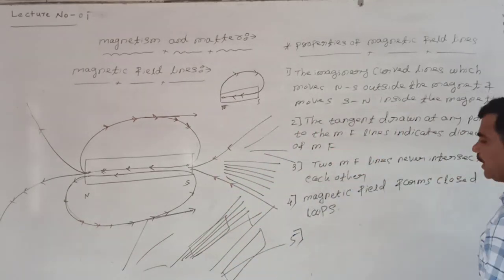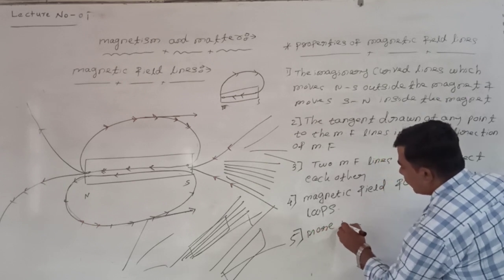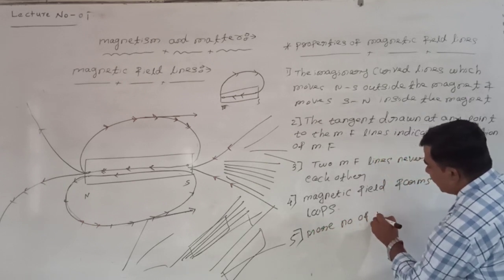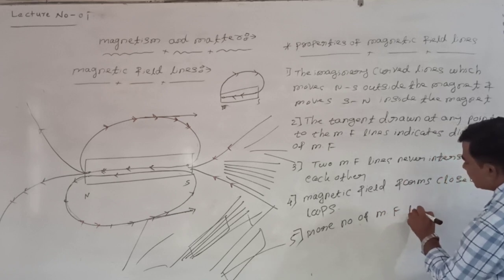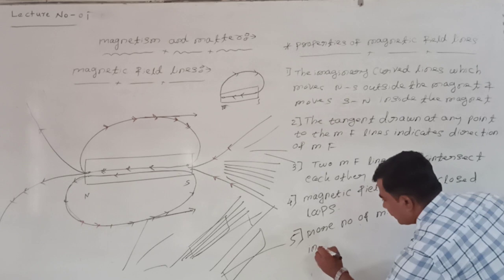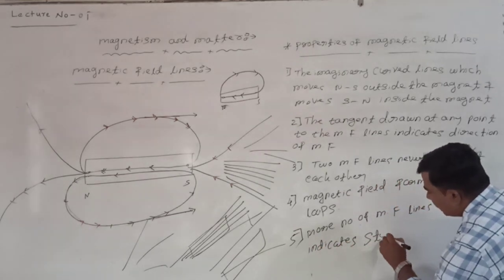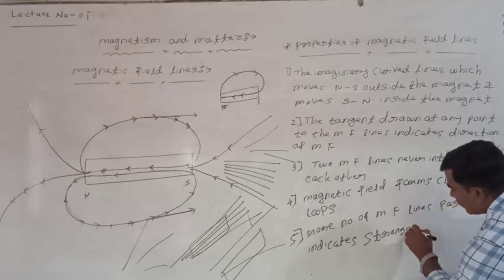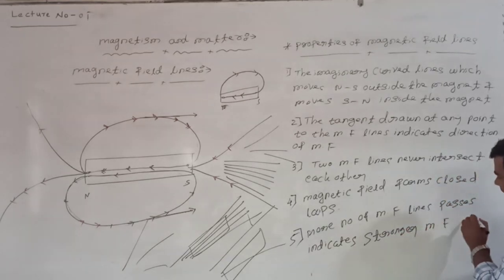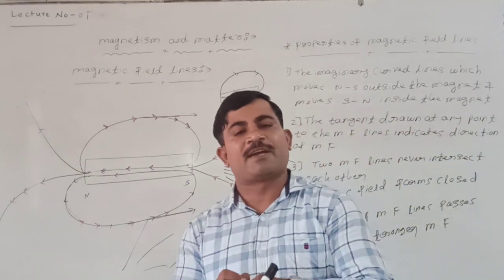Simply, I can call the fifth property: more magnetic field lines passing indicates a stronger magnetic field, and fewer magnetic field lines passing per unit area represent a weaker magnetic field.